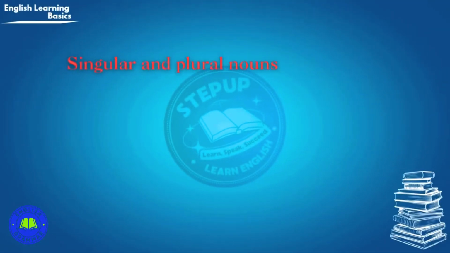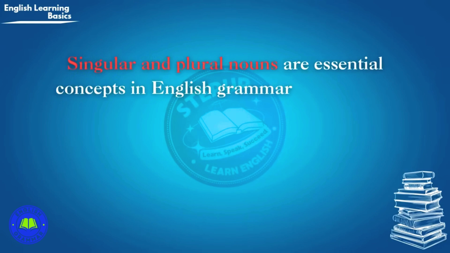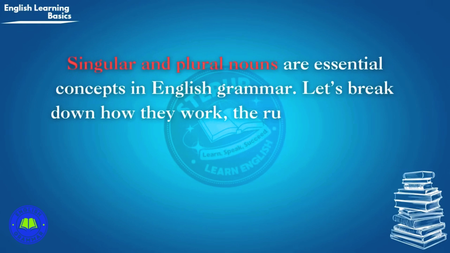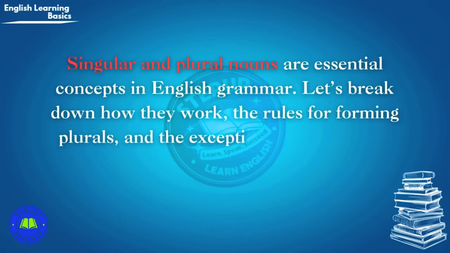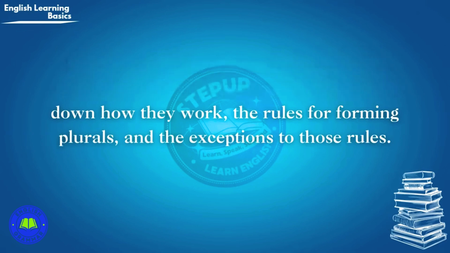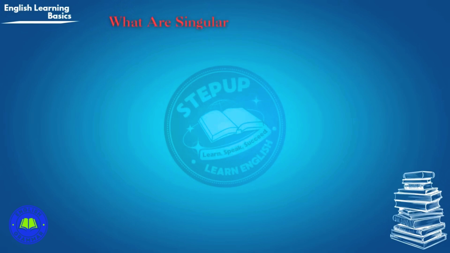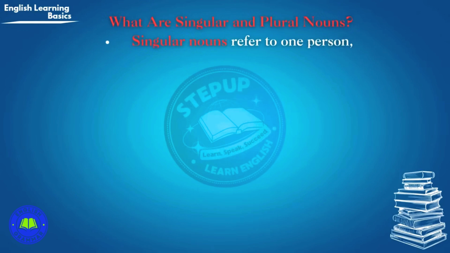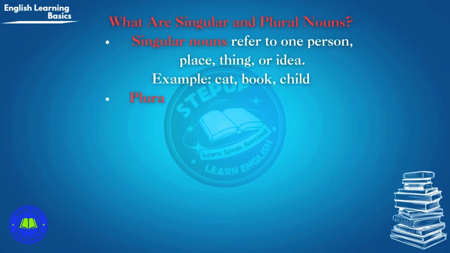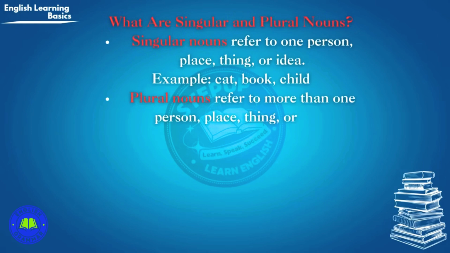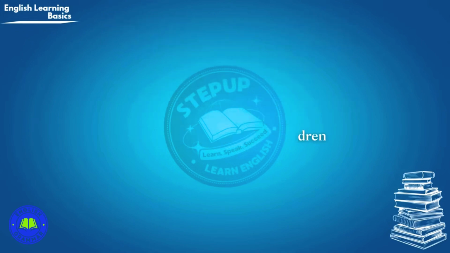Singular and plural nouns are essential concepts in English grammar. Let's break down how they work, the rules for forming plurals, and the exceptions to those rules. What are singular and plural nouns? Singular nouns refer to one person, place, thing, or idea. Example: cat, book, child. Plural nouns refer to more than one person, place, thing, or idea. Example: cats, books, children.